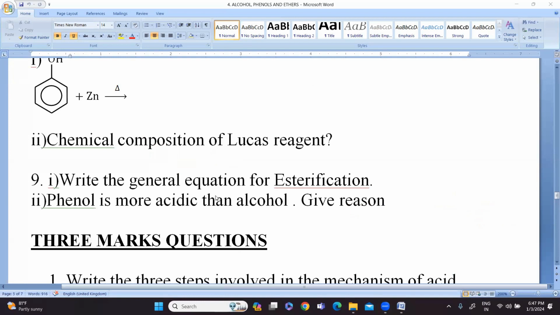For each, 2 questions are asked. For each question, you'll get 1 mark. So the general equation, they have asked for esterification. Before that, what is esterification? I'll tell you what is esterification.